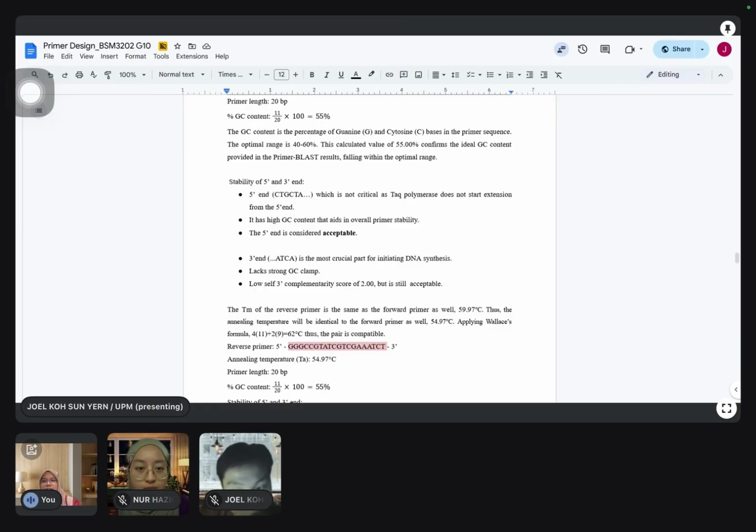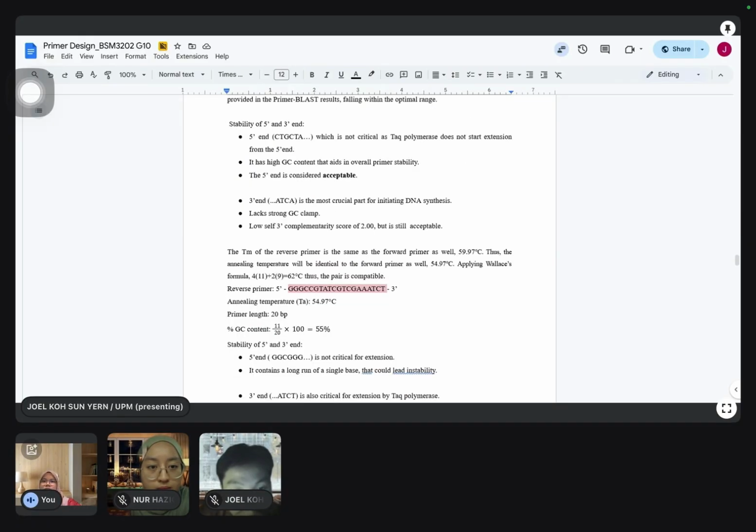For the 3' end, ATCA is the most crucial part for initiating DNA synthesis, but it lacks a strong GC clamp, as Joel had mentioned, because it needs to bind. Since it lacks a GC clamp, it's not that stable, but it's still okay. You can still use it.